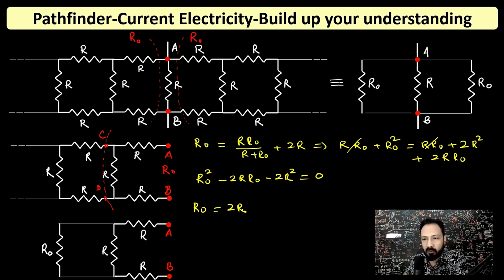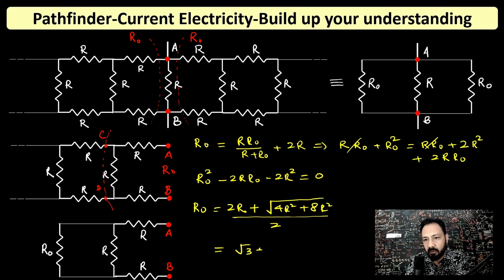Solve for R naught, you will get, obviously, resistance cannot be negative, so I am taking the positive root. R naught is 2R plus square root of 4R square plus 8R square, divided by 2. Simplify this, that will be 2 root 3. So if we simplify, we are going to get root 3 plus 1 R. So we got the resistance of either the left part or the right part of this infinite ladder.